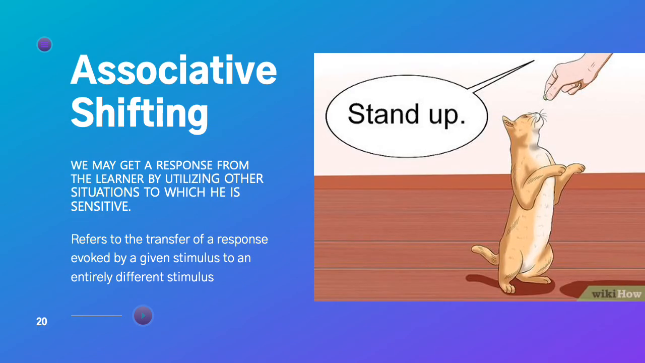Lastly, number five, associative shifting. This refers to the transfer of a response evoked by a given stimulus to an entirely different stimulus. In other words, we may get a response from the learner by utilizing other situations to which he is sensitive. Thorndike's example for this is the ordinary animal tricks in response to verbal signals and motions.